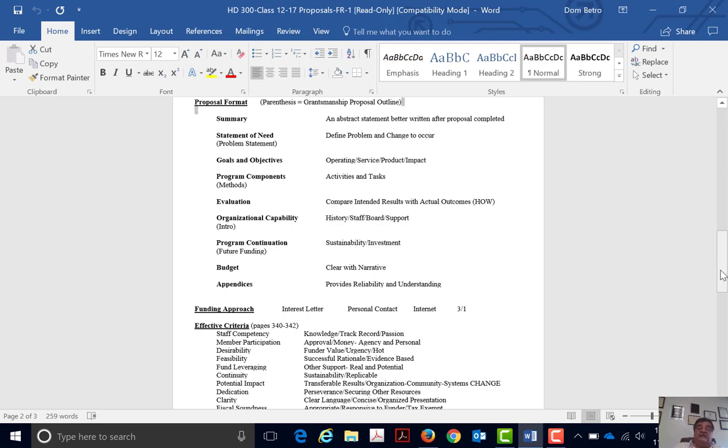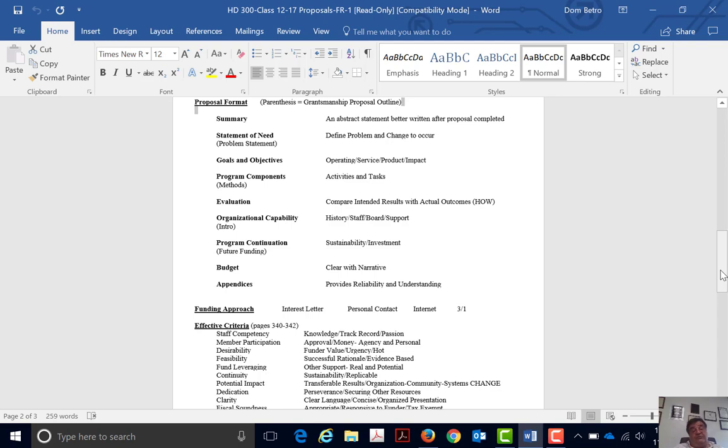the objectives that support the goals being accomplished, an evaluation component where you really are able to compare the results you intended to have happen with the actual outcomes that happen. So these are the pre and post surveys, tests, the outcome studies, more in a research vein. The organizational capability is an important component because you have to establish the credibility of the agency to do the work, and this will happen in the intro section.